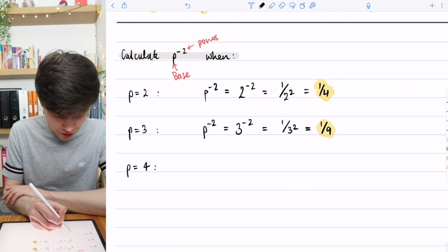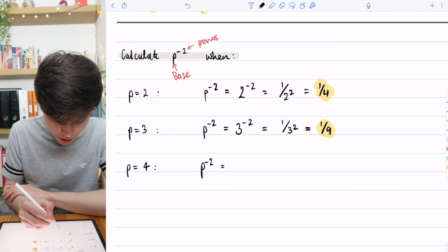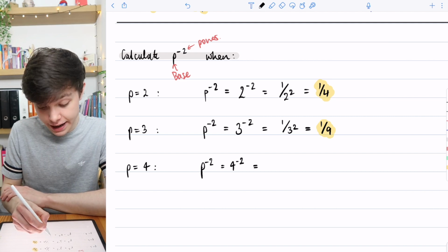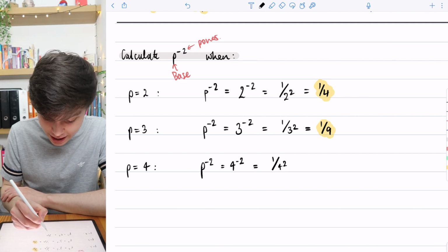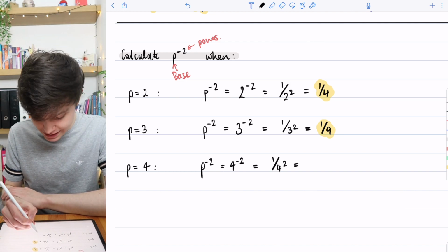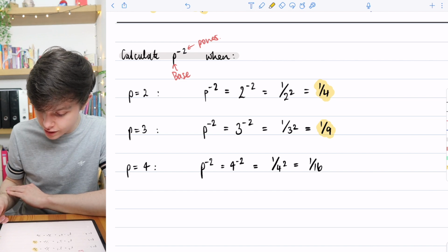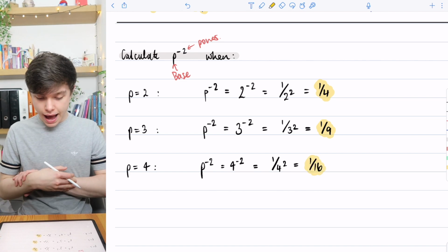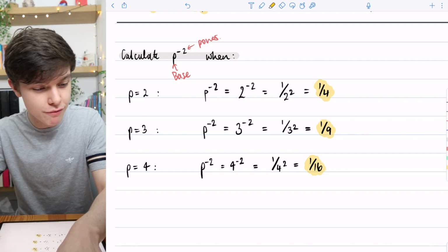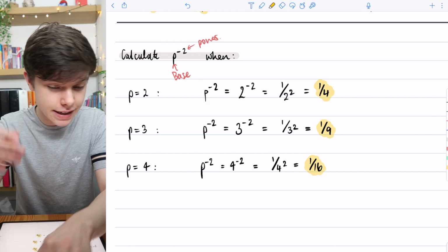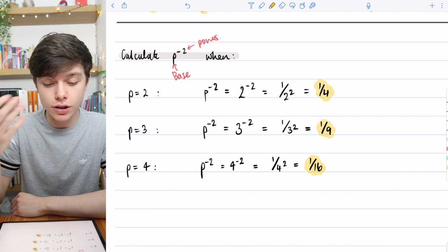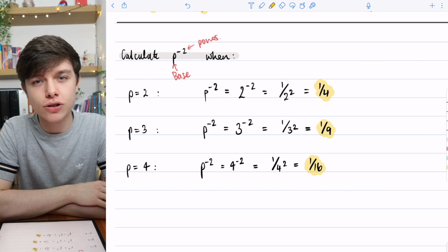You can see the pattern that we've got going on here. P to the minus 2 when p is 4 will give me 4 to the minus 2. And then I can have that as 1 over 4 squared. Just write that a little bit neater. 4 squared we know is 16. So we can write that as 1 over 16. And that is everything that I've got for this video. I'm just going to check that I covered everything in the book that I needed to cover. Yes, I did. So in the next video, if you're following these in chronological order, we'll have a look at fractional indices.